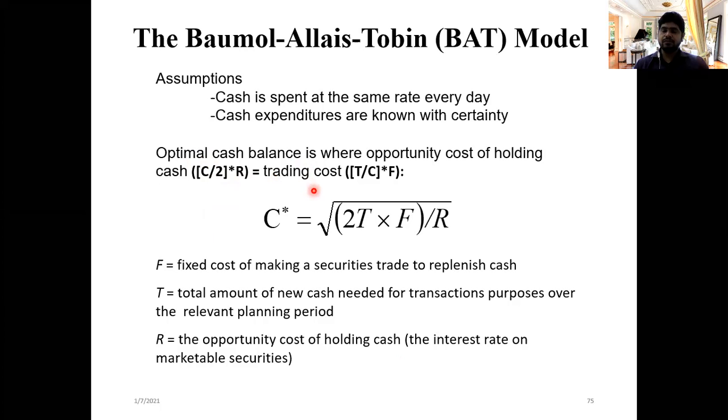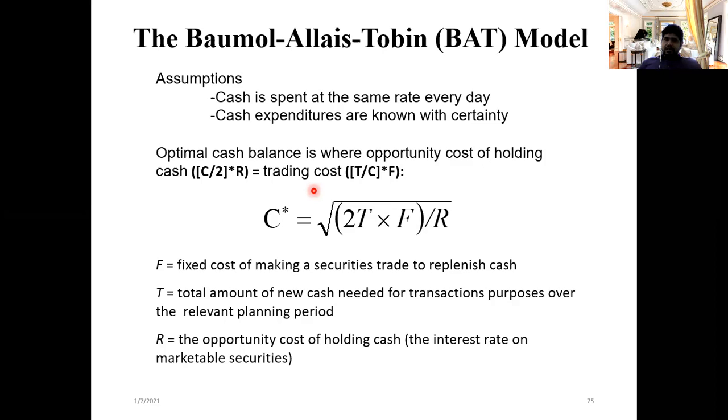If you want more money, you have to convert the financial instrument into cash. So the optimum cash balance is where the opportunity cost of holding cash and the trading cost are equal, right? How do we calculate the trading cost?